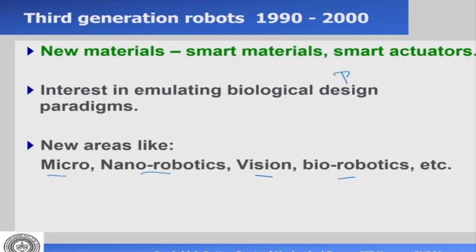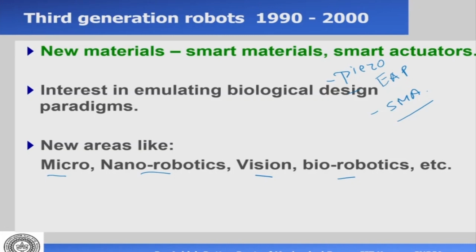For example, piezo is one. As we go along, we'll see what these are. Piezo is one, then ionic polymers, electroactive polymers, shape memory alloys. These are actuators made of smart materials, and they are independent of size. That means if I make them very small, they will still work. And because of this, we could make robots which are very, very small for doing different applications.